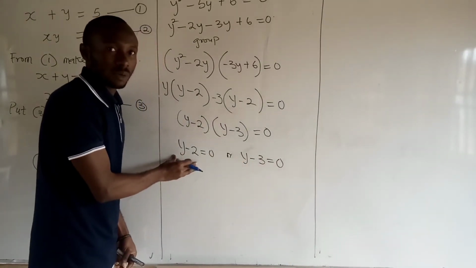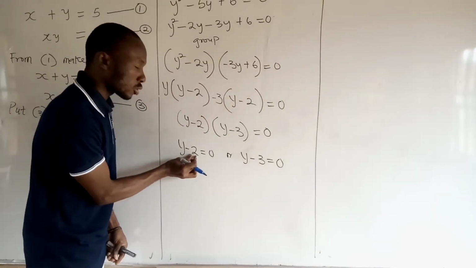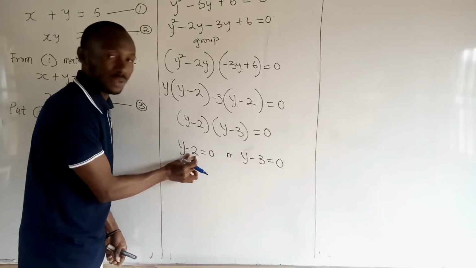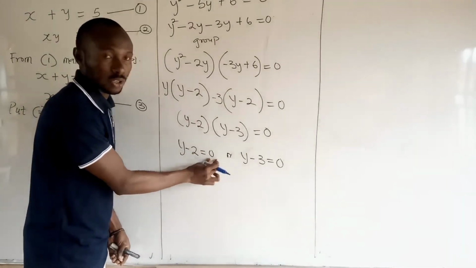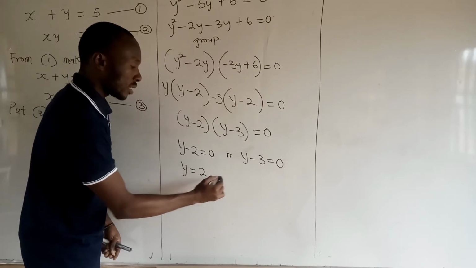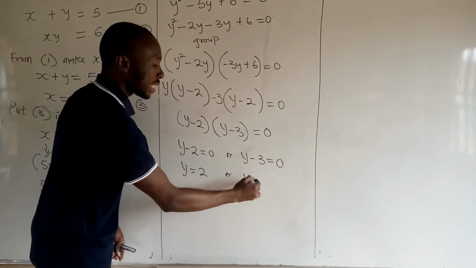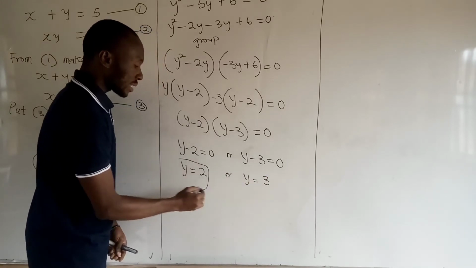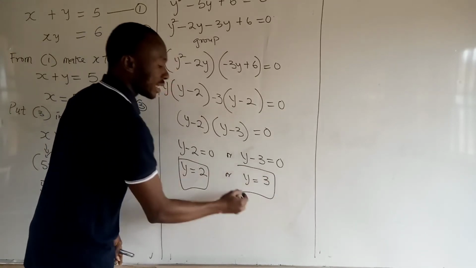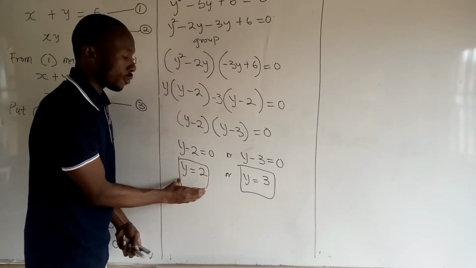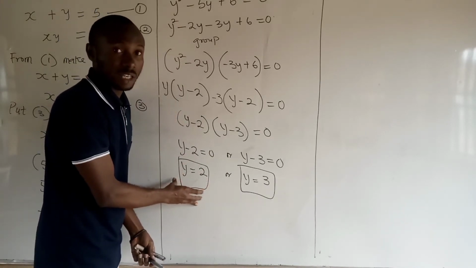If I solve this equation, of course, I cannot minus 2 from y. I have to collect like terms. I have to take negative 2 to the other side of the equation. So I have y is equal to 2, or I have y is equal to 3. Now, these are the values of y from the quadratic equation. We have just obtained the values of y from the quadratic equation.